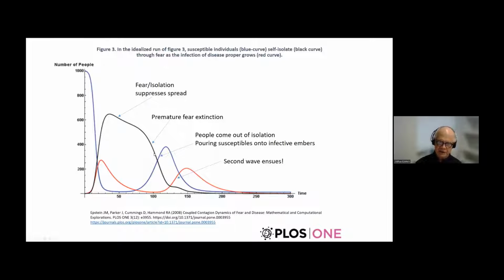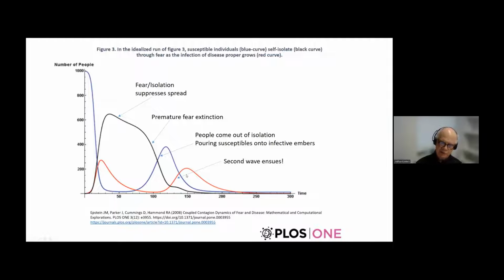Fear extinguishes, fear dies out. But that means people come back into the susceptible pool. They come out of the basement, back into the susceptible pool. But now there's lots of fuel for a second wave of the epidemic. So this is the picture. You get a big spike in new cases. This produces a lot of fear and isolation that suppresses the disease. But now people are less afraid and they come out of hiding.